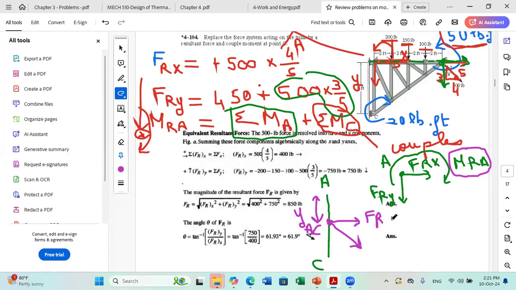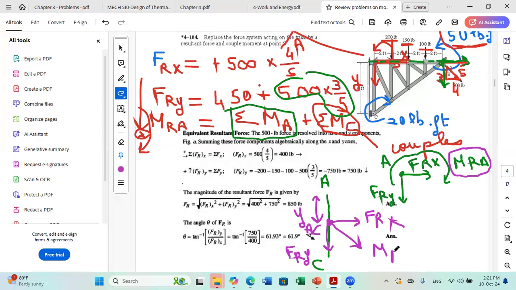FRY is the same. But now the force alone will represent my system. Why will it represent the system alone? Because I will move it a certain distance in a way to create a moment equal to MRA. So I can say now that MRA should be equal to what?